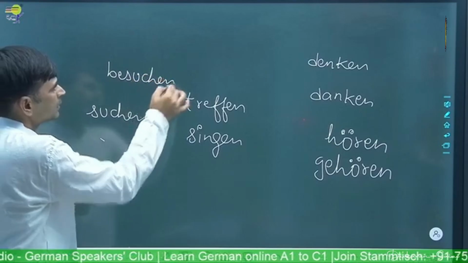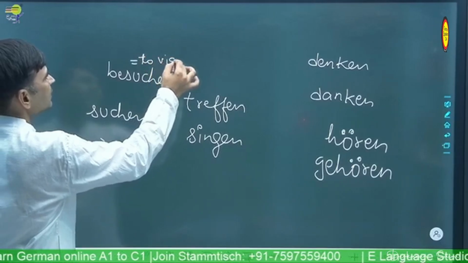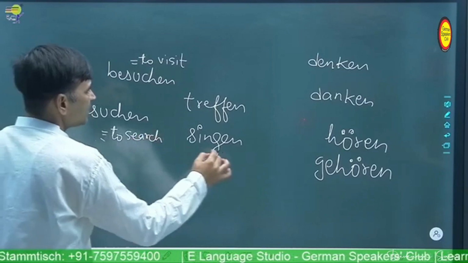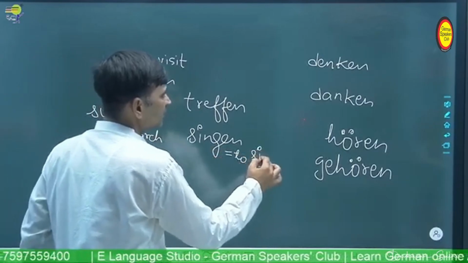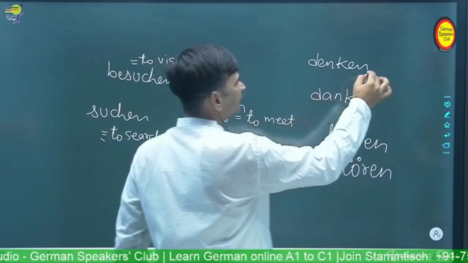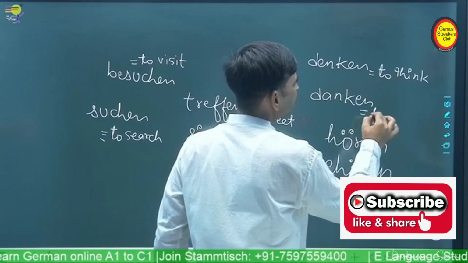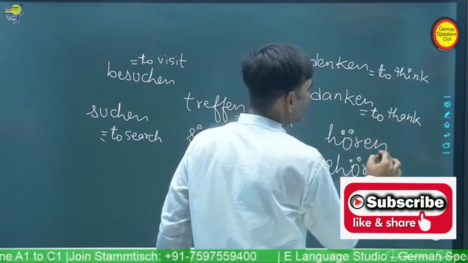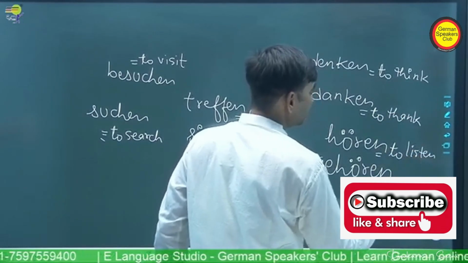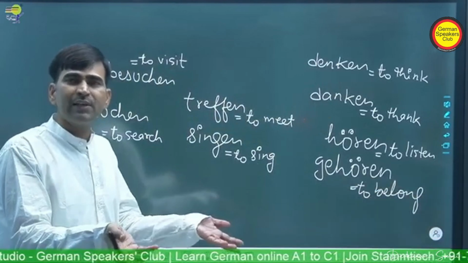So, alright, if let's say another verb, treffen. Accusative. So, which verb is this? Which category? Accusative, right? Singen, if we have this verb. Accusative, yeah, that's correct. Alright, we have suchen, treffen means accusative. Besuchen, that is accusative. Danken is dative, besuchen means to visit. Hören is dative, suchen means to search. Gehören is to belong. And singen means to sing.